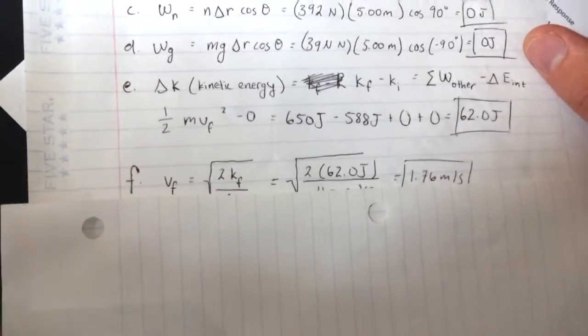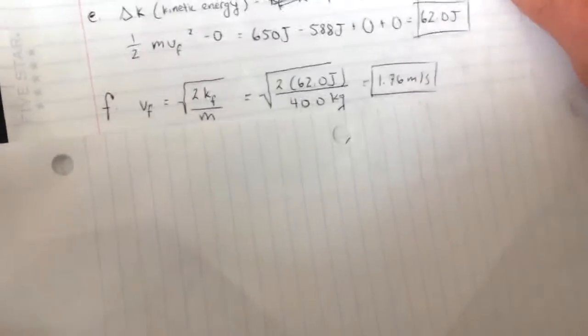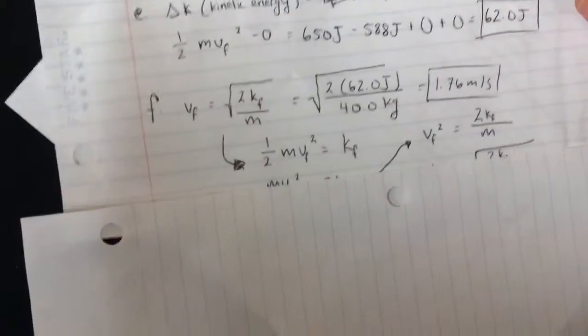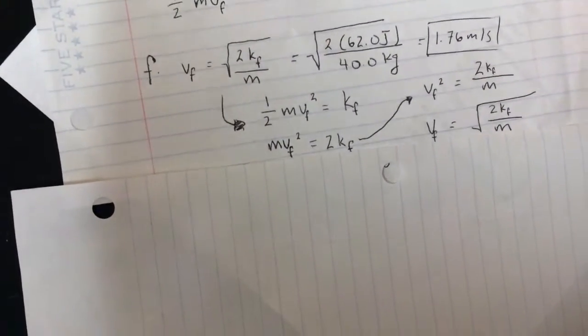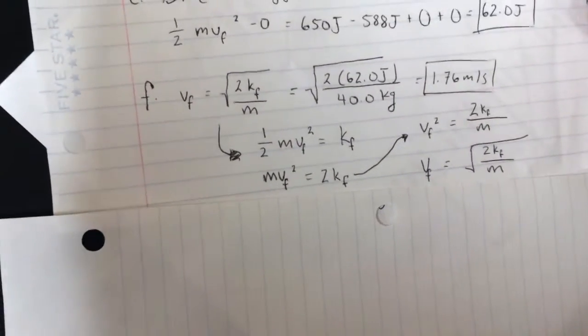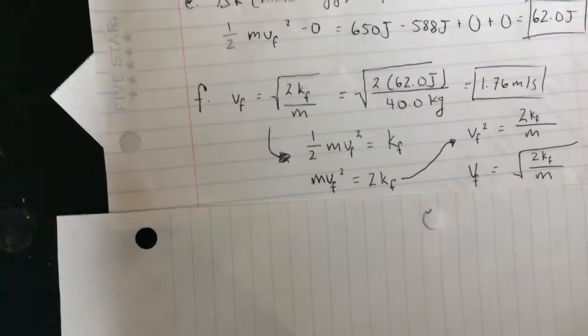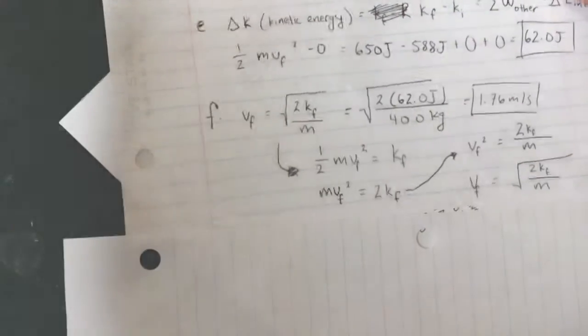For F, we're trying to find v final. The equation for v final is the square root of 2 times the kinetic energy final over the mass. When we plug in all the values, we get v final equal to 1.76 meters per second. If you're wondering where we got this equation, it's just 1/2 m v final squared, and then with a little algebra, you get the square root of 2 times kinetic energy final over the mass. And that is the problem.